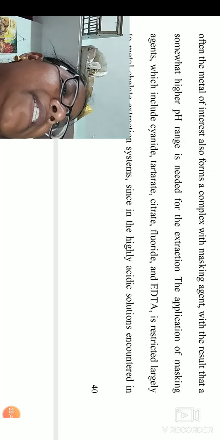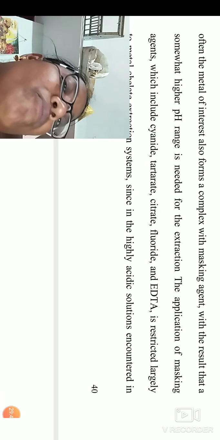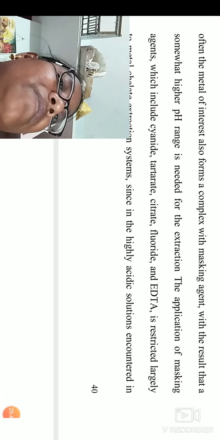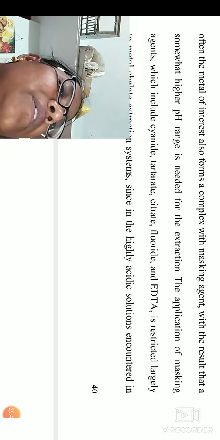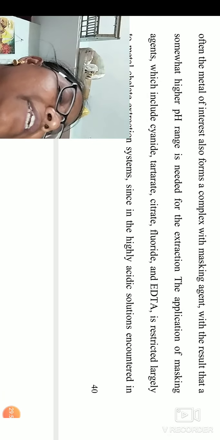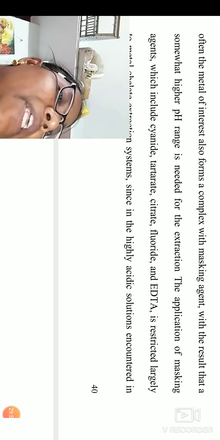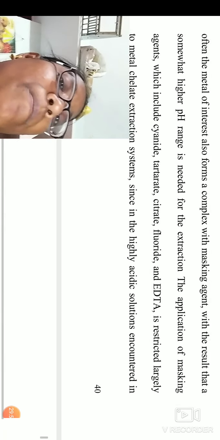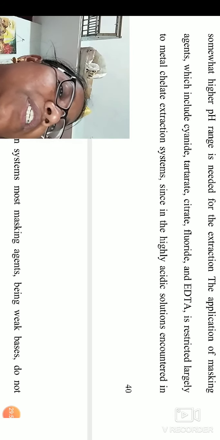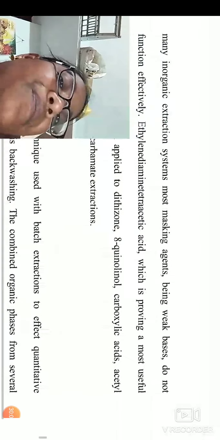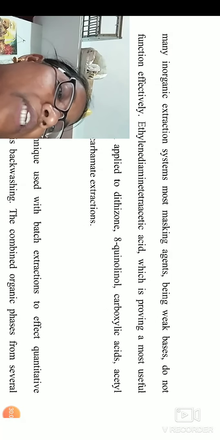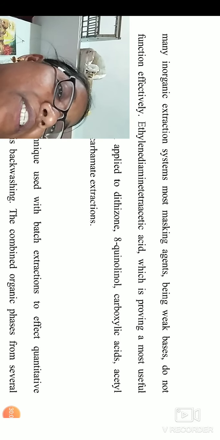For the extraction, the application of masking agents, which include cyanide, tartrate, citrate, fluoride and EDTA, is restricted largely to metal chelate extraction systems, since in the highly acidic solutions encountered in many inorganic extraction systems.